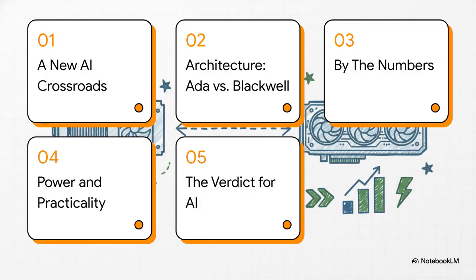Okay, so here's how we're going to break this all down. First, we'll talk about this new AI crossroads we find ourselves at. Then, we'll get into the nitty-gritty of the architectures, Ada versus Blackwell. After that, we'll look at the specs, a comparison by the numbers. Then we'll cover power and practicality before giving our final verdict for AI workloads.